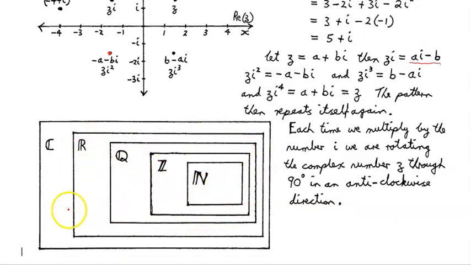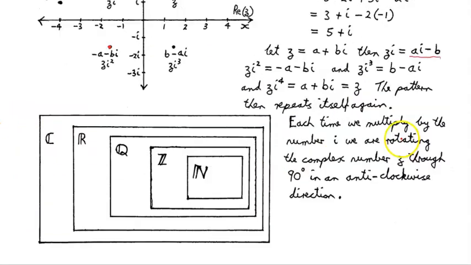And then the real numbers themselves are just a subset of the complex numbers, because remember, a complex number has a real part and an imaginary part, and so the real numbers are really just a subset of the complex numbers. The biggest set, if you like, is the complex number set. And that's it.